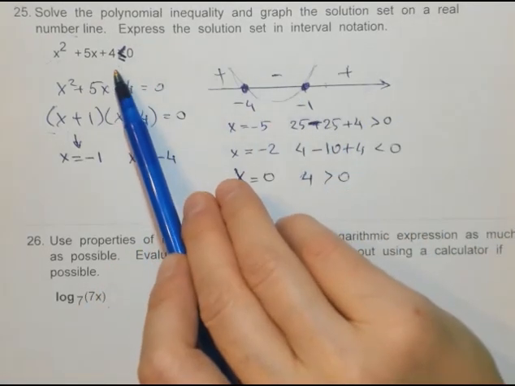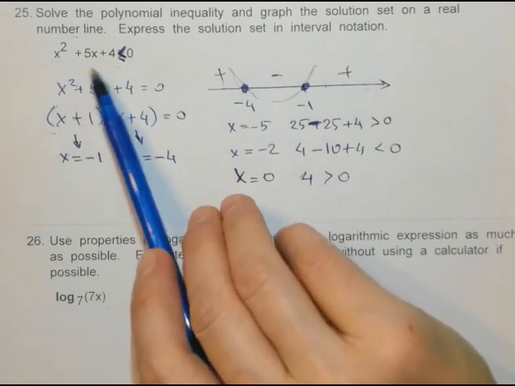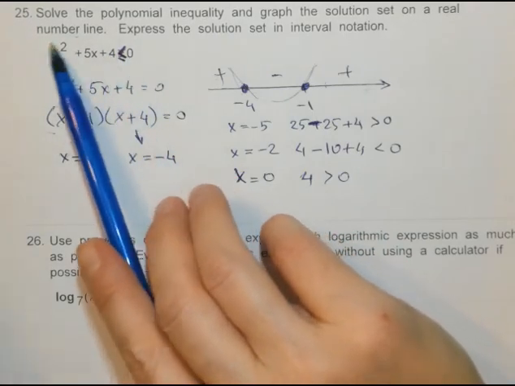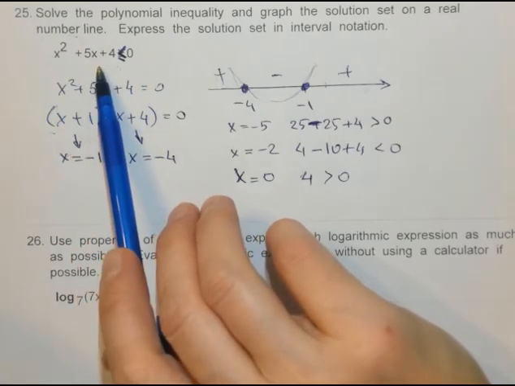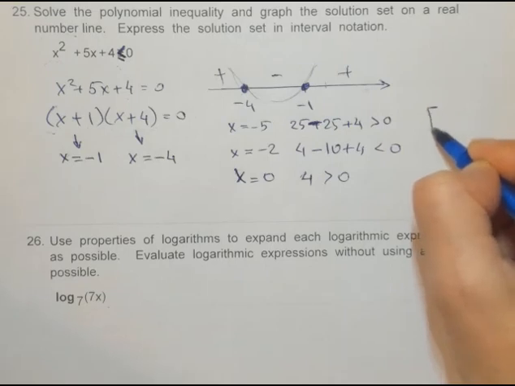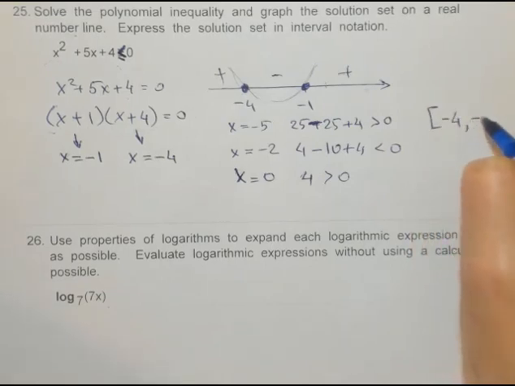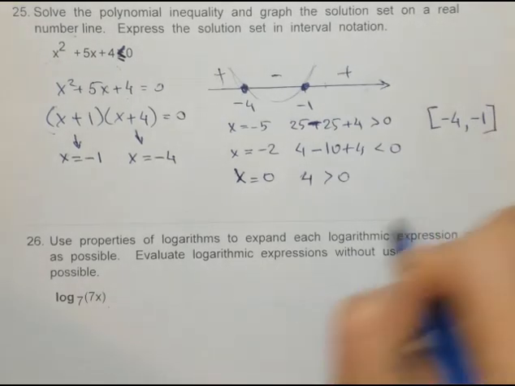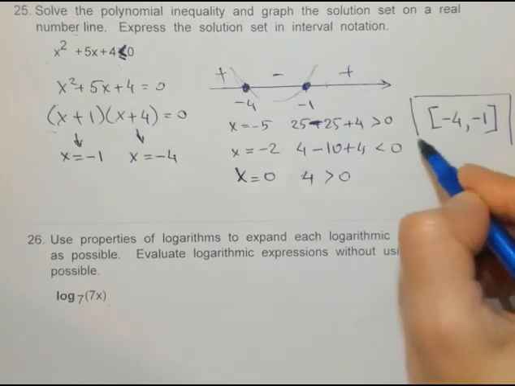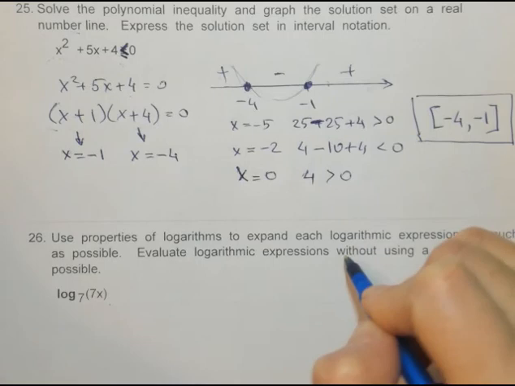So this polynomial will be less than or equal to 0 on the interval from -4 to -1, including the ends of the interval, since we have a less than or equal sign.